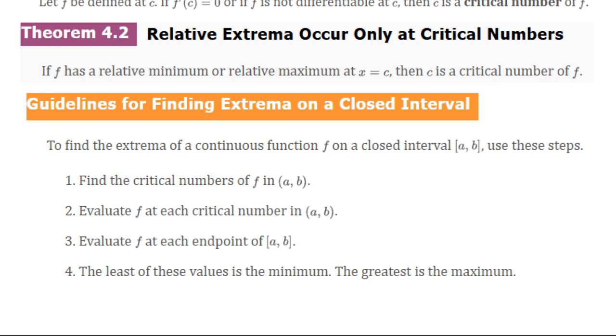To find an extrema of a continuous function on a closed interval, we're going to find the critical numbers of f in the interval. That's taking the first derivative, finding out when it's equal to 0 or undefined. We'll evaluate the function at each critical number, and then at each endpoint. The least of these values is the minimum, and the greatest is the maximum. Let's go into some concrete examples and see how these relative maxima and minima play out with respect to derivatives.